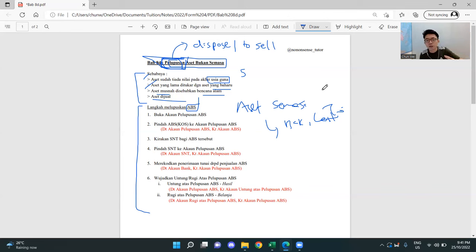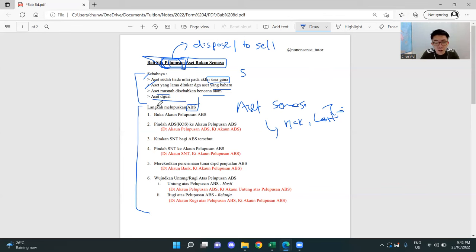All right? So here, when money comes in, you record debit. When money goes out, you credit. When your asset bukan semasa comes in, you debit your asset bukan semasa. But when your asset bukan semasa dijualkan, keluar, we don't straight away credit our asset bukan semasa. We have to credit, send into our account pelupusan. That is the difference. Okay?